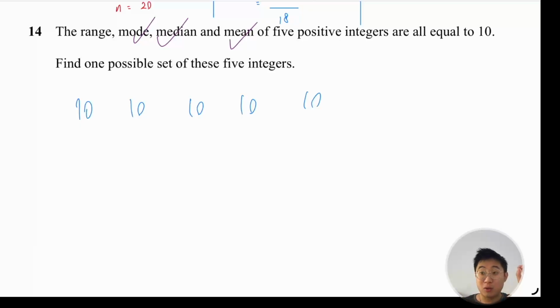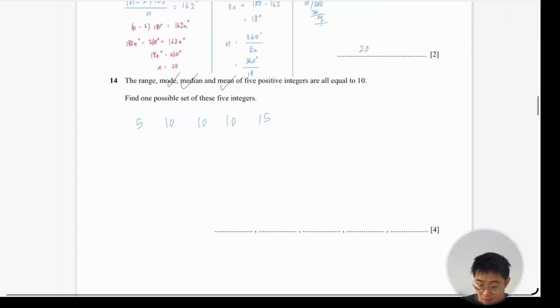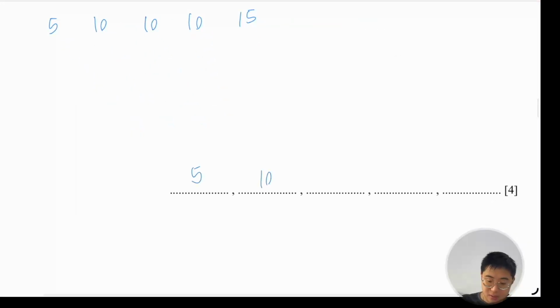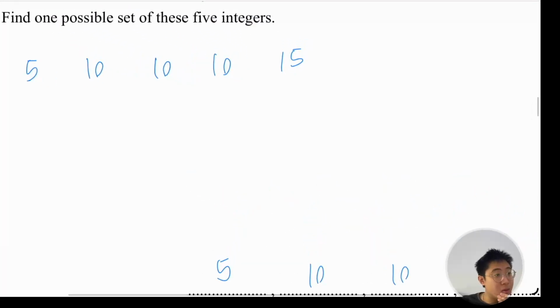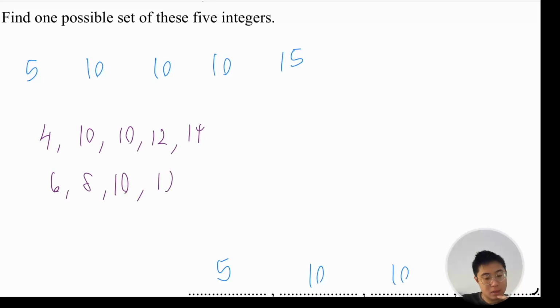So that means I'll have to reduce one number on the left corner, and then raise the number on the right. So maybe I'll pass 5, so 5 and 15. So I still get my mode, median, mean, and range: I get 10. So this is the answer. It's 4 marks. So 5, 10, 10, 10, and 15. I have the mark scheme open, and they also accept 4, 10, 10, 12, and 14. They also accept 6, 8, 10, 10, and 16. So there's more than one way to get it. This is just what I think is the easiest way, my thought process when I first see this question.